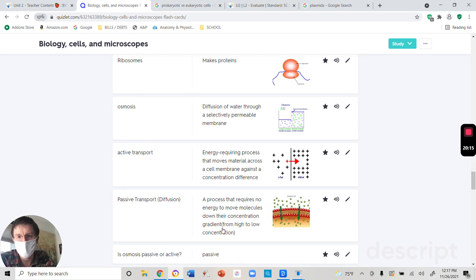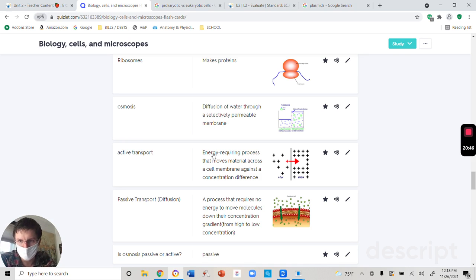All right. Passive transport is when we're going from high to low concentration. Again, it requires no energy. It's passive. It requires no energy. We're going from an area of high concentration to an area of low concentration. Active transport is the opposite. If we want to go from an area of low concentration to an area of high concentration, we have to move against the gradient, and that requires energy.